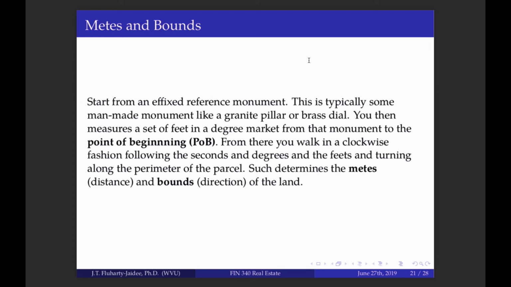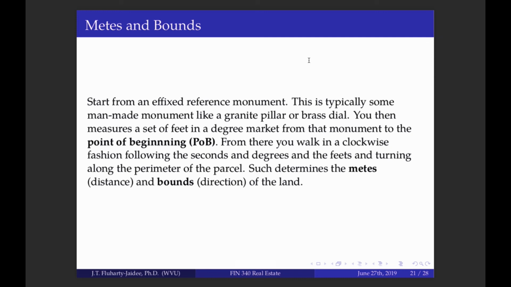These are called metes and bounds. So you start from the fixed reference monument. This is typically a man-made monument, something large like a church, which has a cornerstone. The cornerstone not only tells you when the church was built, but provides a reference point for everything else in the town. Or you might use a granite pillar or a brass dial which is driven into the ground to let everyone know that this is the central reference point.